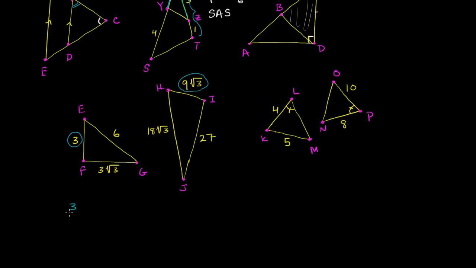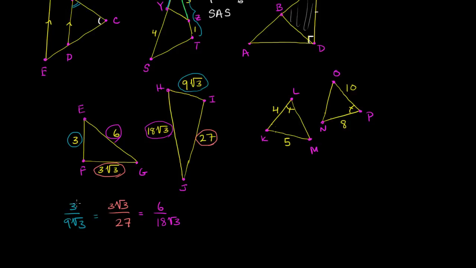So we want to see whether the ratio of 3 to 9 square roots of 3 is equal to the ratio of the next longest side over here, 3 square roots of 3, to the next longest side over here, which is 27, and then see if that's equal to the ratio of the longest sides. The longest side here is a 6, and the longest side over here is 18 square roots of 3.